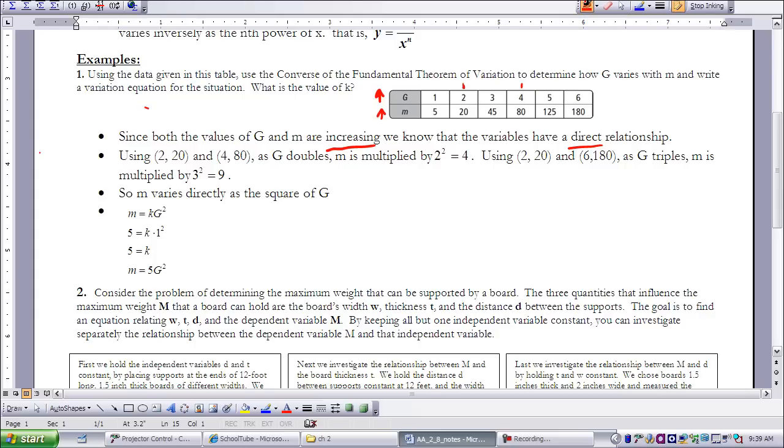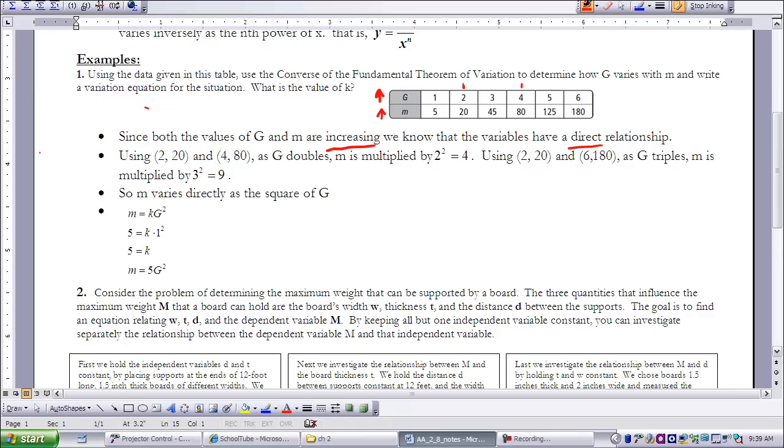So please notice that g and m are both increasing. So if they're both increasing, we know that the variables have a direct relationship. Now we need to use the theorem of variation to help us decide how they're increasing. So let's take two data points. I'm going to look at 2 and 4, so the points (2, 20) and (4, 80).